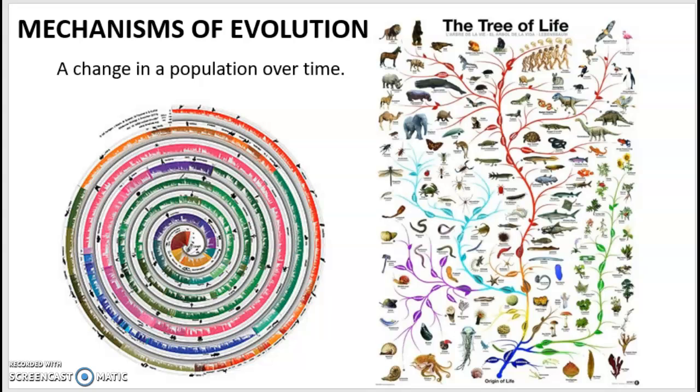All right, we've been talking about evolution, which is a change in a population over time. So now we're going to talk about how evolution occurs. What are the mechanisms of evolution? How did we get such a variety of species? How did such a variety of species evolve?